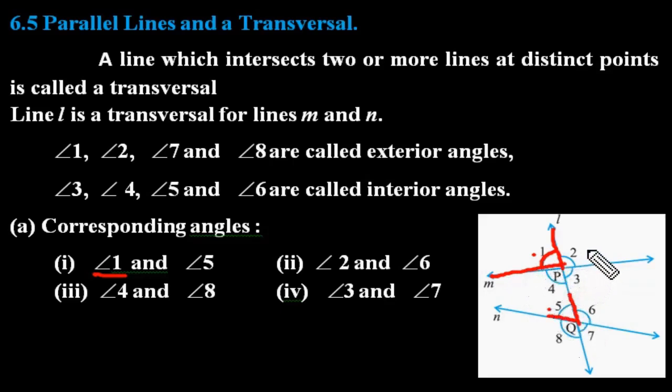Now for angle 2, this angle 2 is present on the right side of the transversal and above the line. Use the same sentence: right side of the transversal and above the second line N. So angles 2 and 6 are called corresponding angles. Similarly 3 and 7, and 4 and 8. These are called corresponding angles.